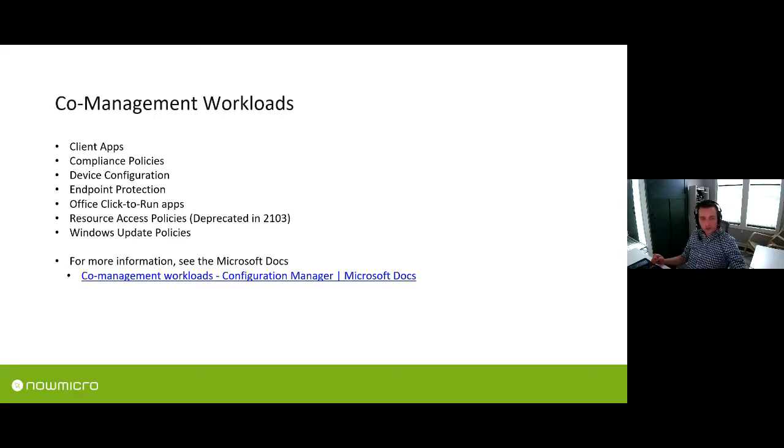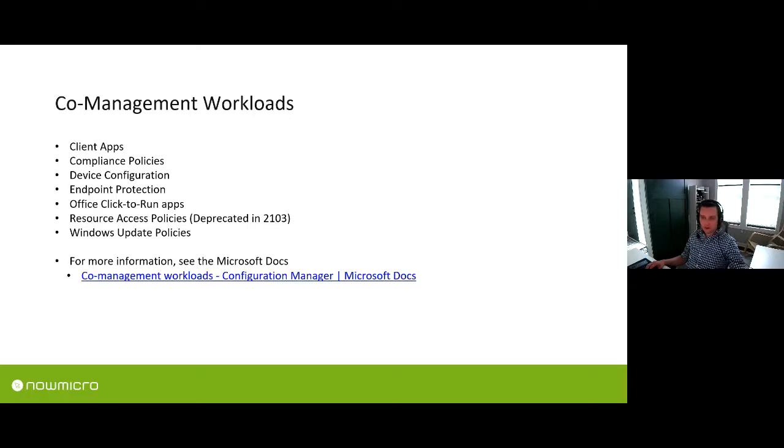They did have resource access policies in here, but actually this was deprecated with the latest release of Configuration Manager, so you can ignore that one. That one's only in Intune now. And then Windows Update policies. You can have devices get updates from Configuration Manager with WSUS or through Windows Update for Business in Intune. And for more detailed information on that, definitely see the Microsoft Docs. They've got a good breakdown of the detailed workloads and what exactly is included in each of those.